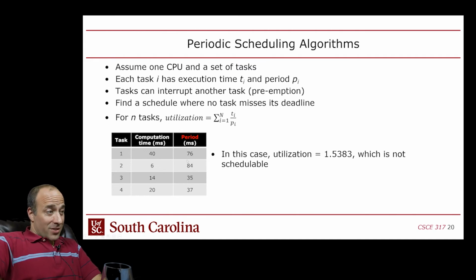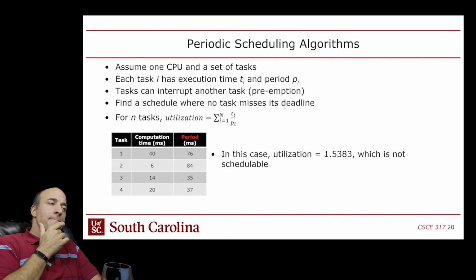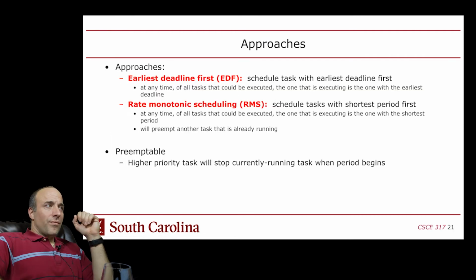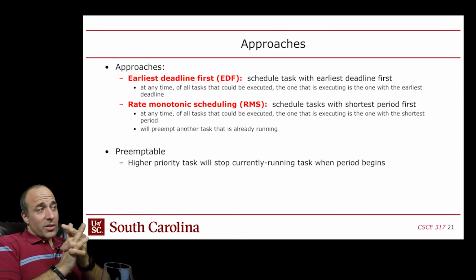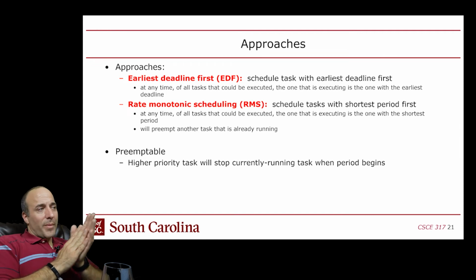Now, in this case, utilization is 1.5383, which would require more than one CPU to run, because basically it's 153% utilization. So we can't schedule this, but if you looked at this, it's not obvious until you calculate the utilization. All right, so we have two scheduling approaches, EDF, which I briefly mentioned already, and RMS, rate monotonic scheduling.